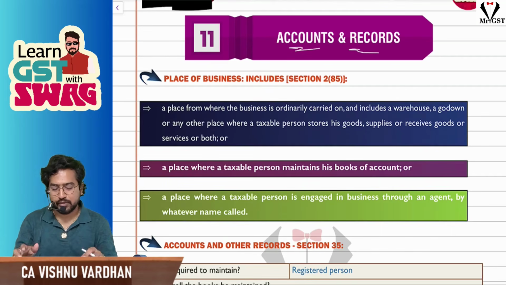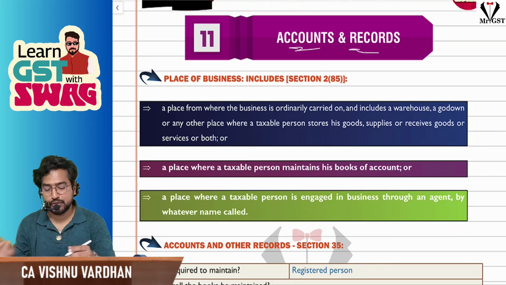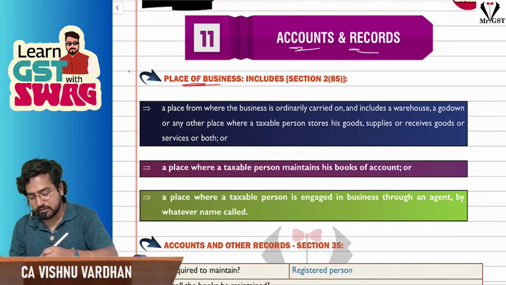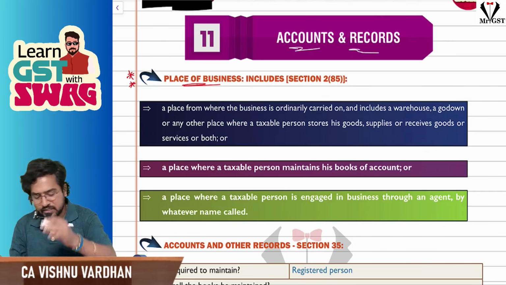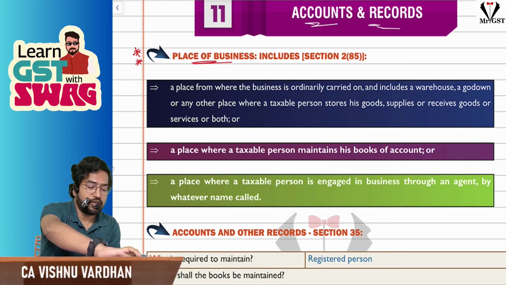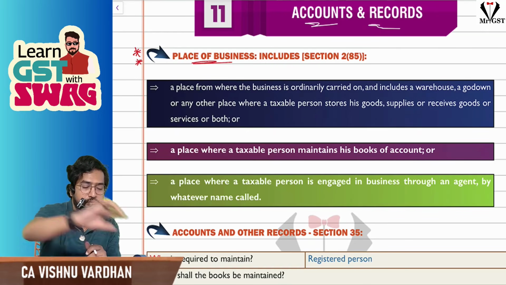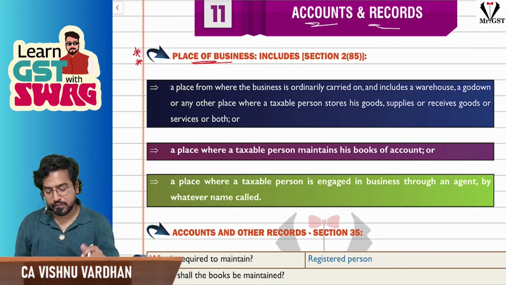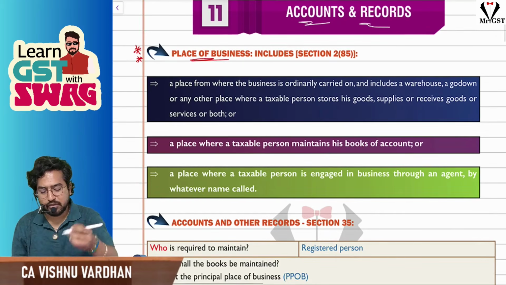So before going to that, one relevant definition in this chapter which you should be very careful about: place of business. Mark this definition as important, as there are chances of it being tested in MCQs. So accounts and records. First one, place of business. Now, coming to the first one, what is the meaning of place of business?